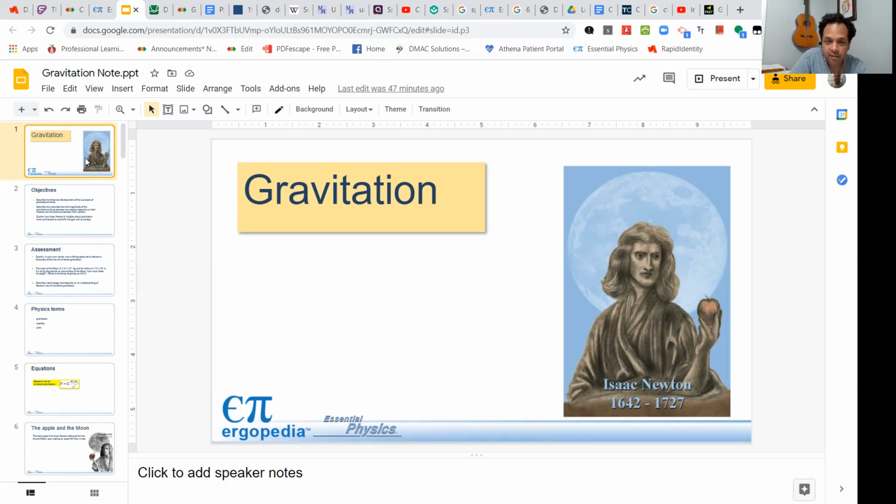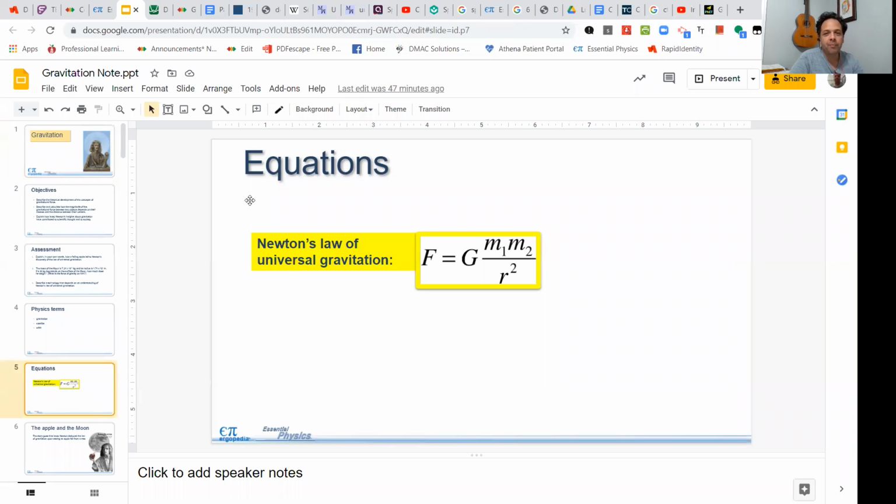So we're talking about gravitation. There's Isaac Newton. This is one of the main things he's famous for, besides Newton's laws. And this is the formula for universal gravitation. Any two objects will have a force of gravity between them. Even these two pins have a gravitational force between them, but the force of gravity between the pins and the Earth is stronger. So instead of falling together, they fall down.